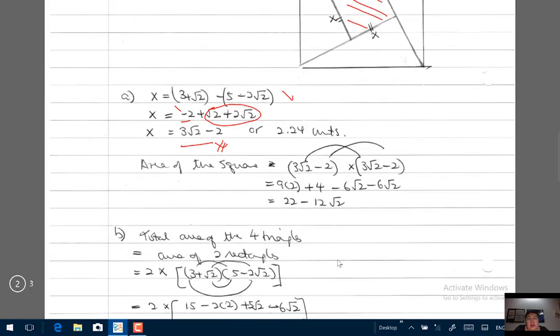So the area of the square will be 3 root 2 minus 2 multiplied by itself. Remember, it's a square, x times x. Expand this very, very carefully.